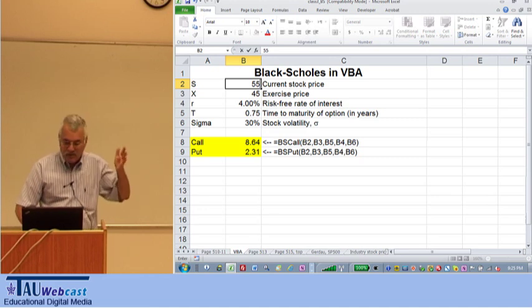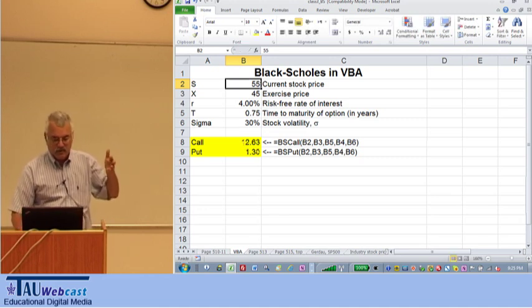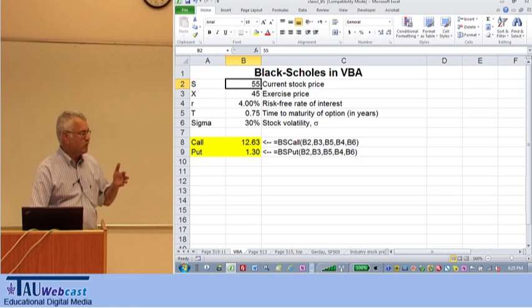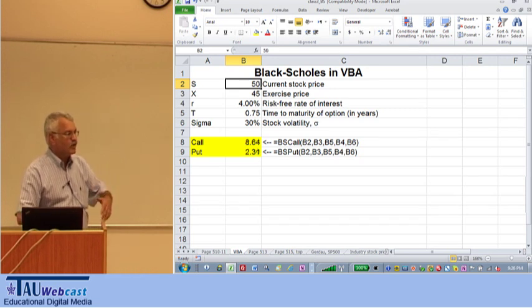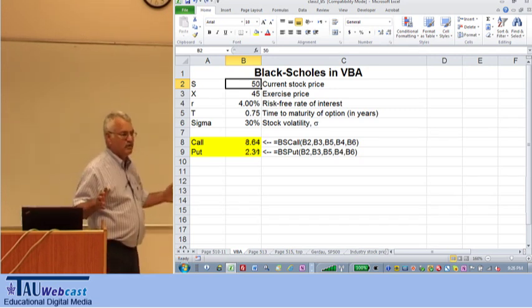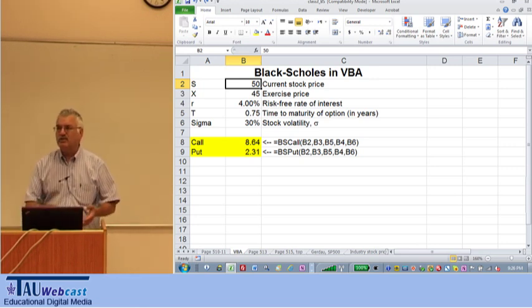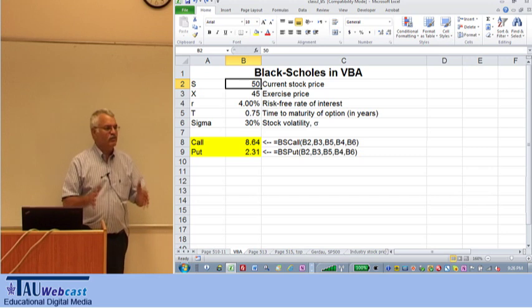That's why we have Excel, right? Wow. Stock price goes up by 10%. The call price goes up by 50%. The put price plummets. You can do all these kinds of experiments. The option is a highly levered security.